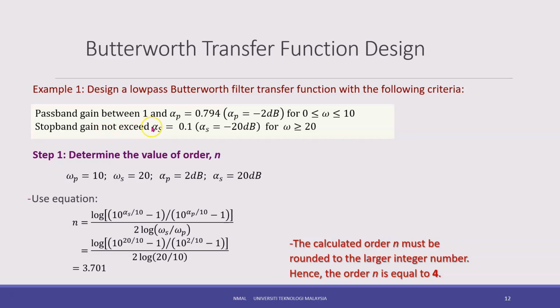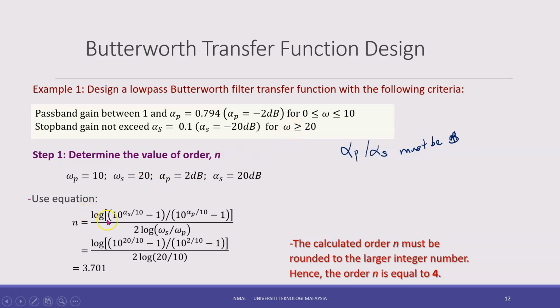And stop band gain here does not exceed alpha S, which is equal to 0.1. You need to change it in dB, so it is negative 20 dB for omega bigger than 20. So from here we know that omega S is 20. Again, I want to remind you that the value of alpha P or alpha S must be in decibel. And when you want to use omega, it has to be in radians per second. If the question gives you frequency, then you have to change it to omega.